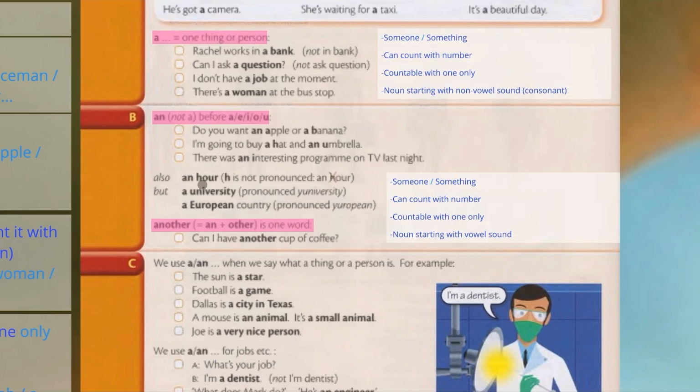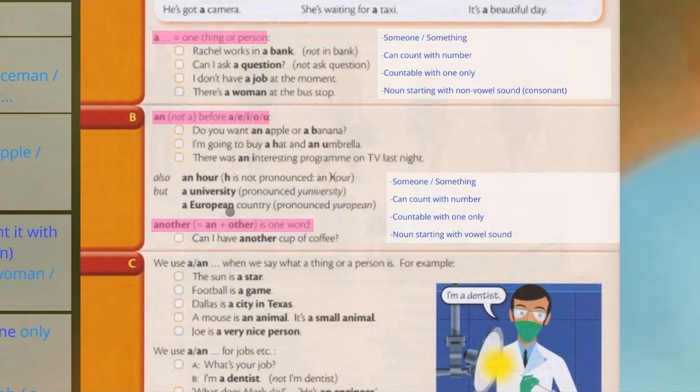Take a look at the word hour. The word hour has no sound of h. So instead of h-our, we say our, which is also a vowel sound. So we have to say an hour. How about university? Even though it's starting with u, I told you it's not about the letter, it's about the sound. So the word university is starting with y. It's not a vowel. So we have to say a university.